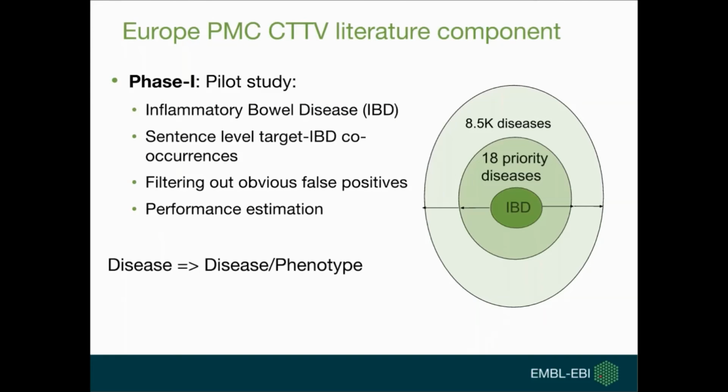Our project consisted of 3 phases. Phase 1 is called the pilot study. In the pilot study, we focused on a single disease, which was inflammatory bowel disease, and extracted gene disease co-occurrences at the sentence level. We filtered out obvious false positives and estimated the performance.